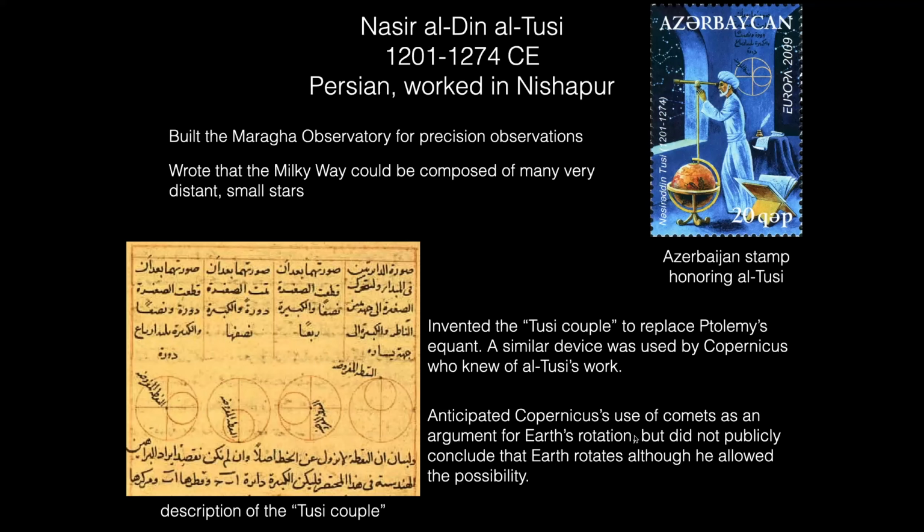Comets were problematical for many of the early astronomers, largely because their north-south motions, motions that were perpendicular to the plane that all of the planets moved in, were problematic for a Ptolemaic system, or indeed for any geocentric system. Here's a page from one of his books which describes the Tusi couple.